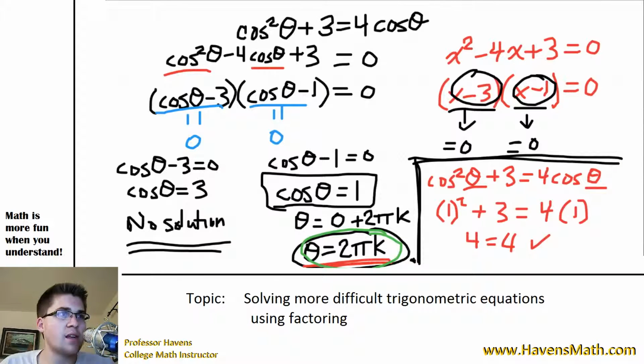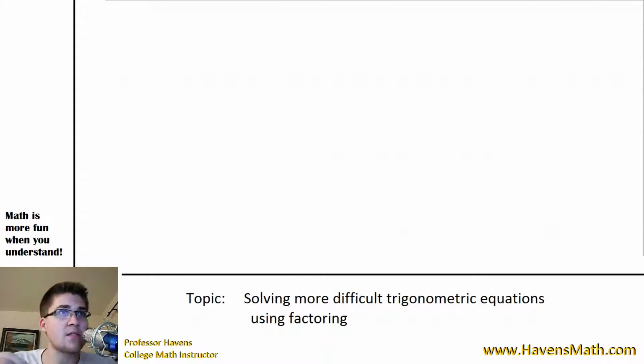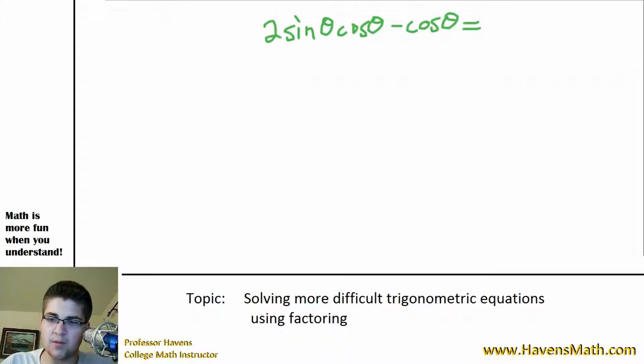So let's do one more example. Let's say we're trying to solve the equation. Let's erase this guy here. 2 times sine of theta times the cosine of theta minus cosine theta is equal to 0.